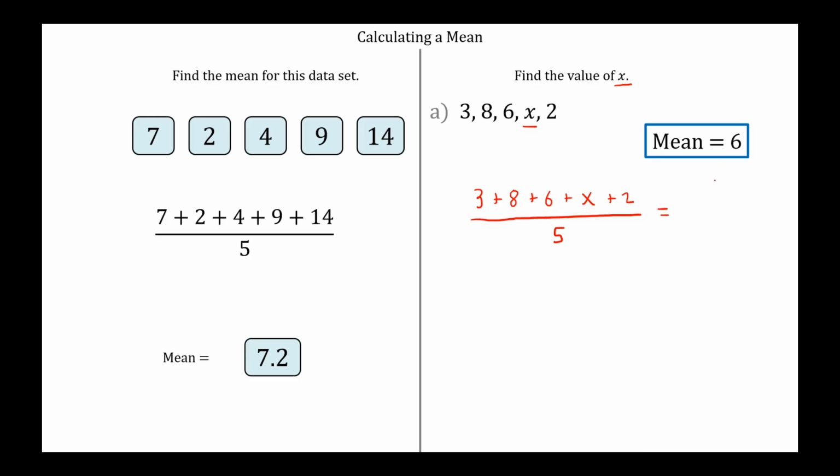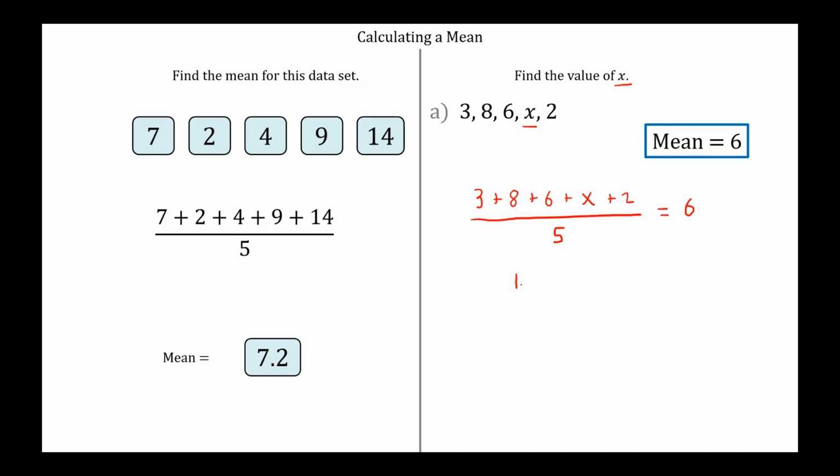But they told me my mean. My mean is going to be equal to 6. So now I just have to work backwards here to find x. It's a solving equations type of problem. So let's first add all these numbers together except for x. So 3 plus 8 plus 6 plus 2.